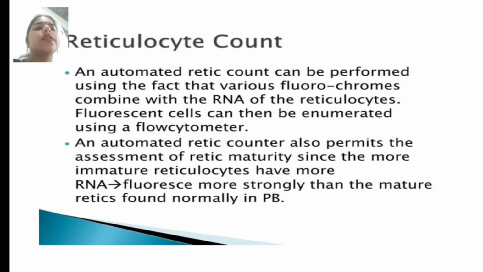Next is the reticulocyte count. An automated retic count can be performed using the fact that various fluorochromes combine with the RNA of reticulocytes. Fluorescent cells can then be enumerated using a flow cytometer. Automated retic counters also permit the assessment of retic maturity, since the more immature reticulocytes have more RNA and fluoresce more strongly than the mature retics found normally in peripheral blood.